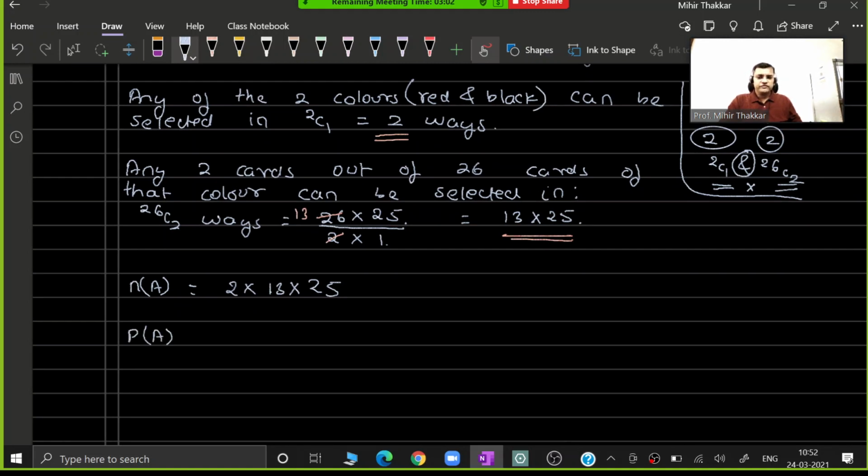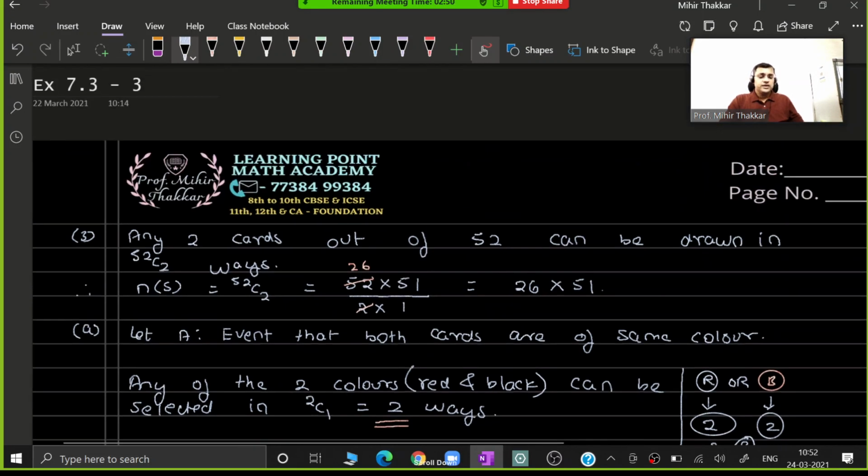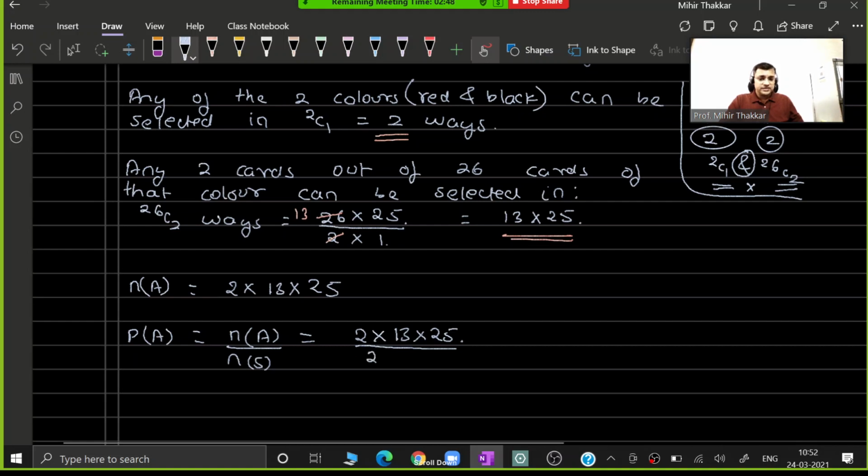So probability of A is equal to n of A upon n of S, as we all know. So it is 2 into 13 into 25 divided by n of S value, which is 26 into 51. Now guys, the best part is that 13 times 2 is 26, which directly gets cancelled off with 26, and we are ready with our answer: 25 upon 51. Isn't that very simple?